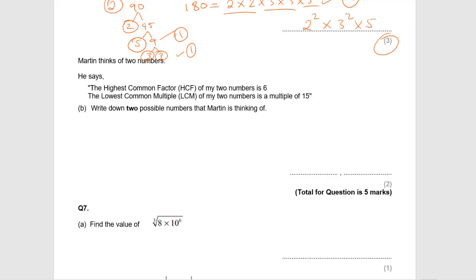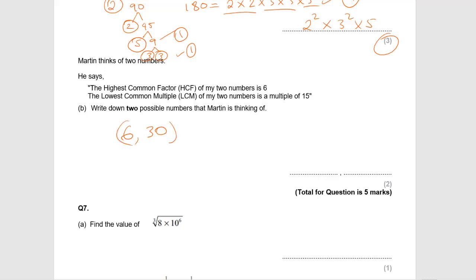Okay, so for the two numbers, the highest common factor of 6, we could possibly think of 6, and the lowest common multiple of my two numbers is a multiple of 15. Now I cannot write 15 because 6 does not go into 15. So the next multiple of 15 we can think of is 30. Now 6 goes into 30, so the two numbers we can think of are 6 and 30.